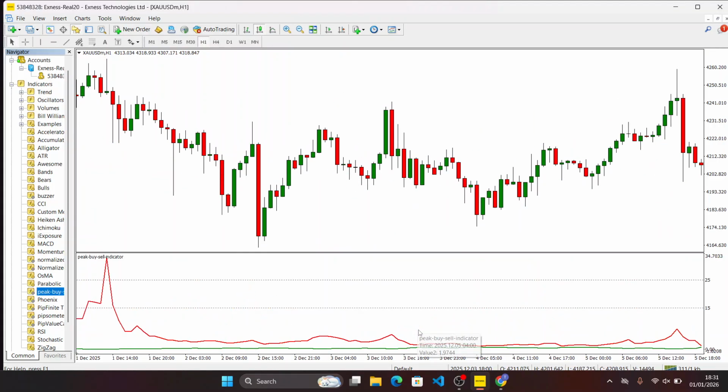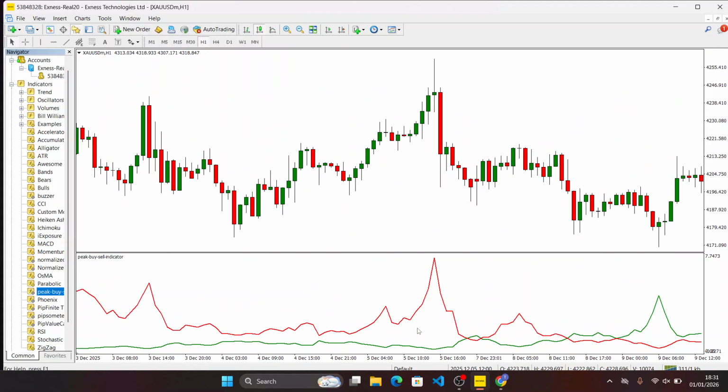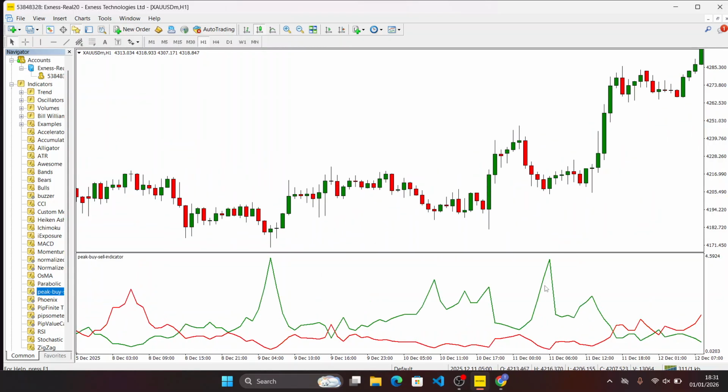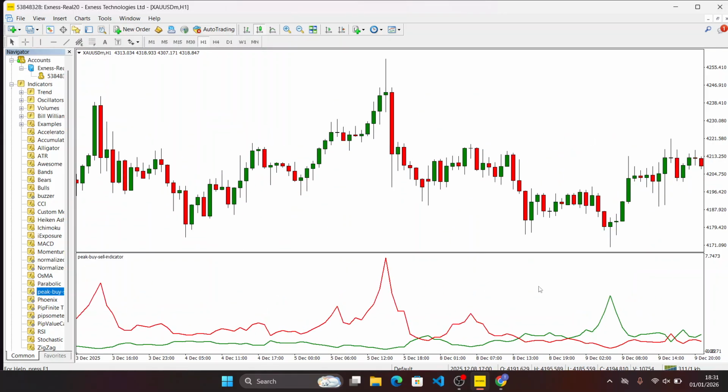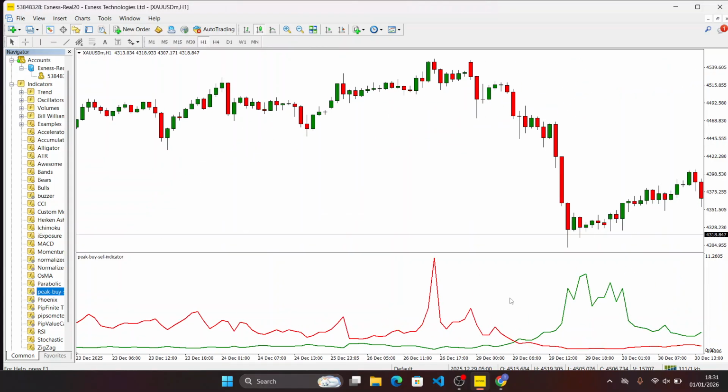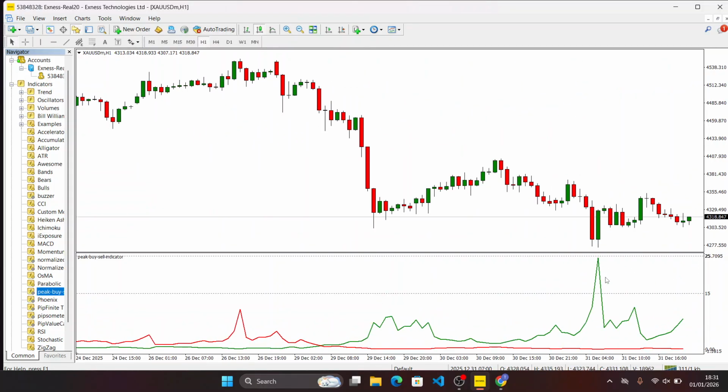As you can see in the window below, over here, the valley just before an uptrend, and again over here, just before an uptrend.